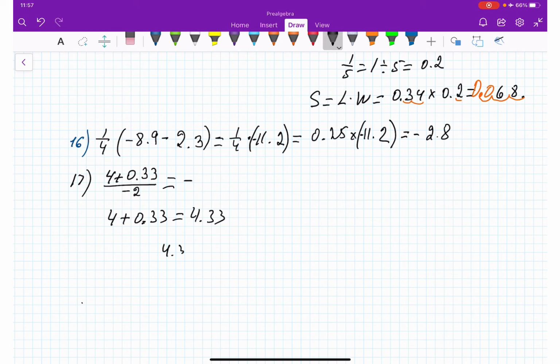So 4.33 divided by 2. 2 times 2 is 4. Put the decimal point. And then bringing down 3. 3 divided by 2 is 1. 1 times 2 is 2. Subtract, it's going to be 1, making 13. 13 divided by 2 is 6. 6 times 2 is 12. Subtract, it's going to be 1. And 10 divided by 2 is 5. So the answer is negative 2.165.